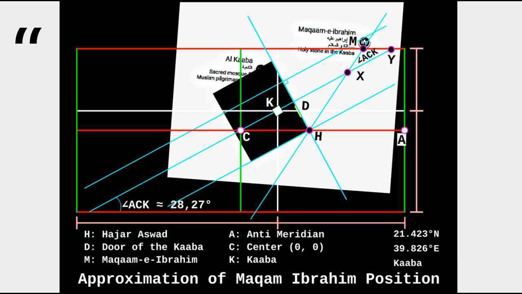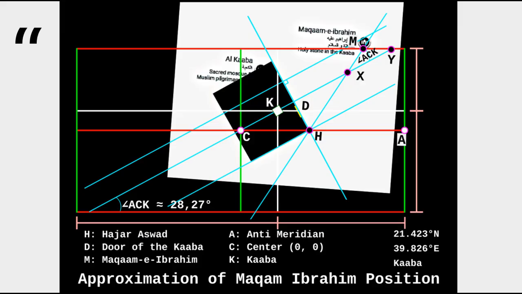The full analogy holds true if the Kaaba wall, where the door is located, is imagined as the prime meridian line and Hajar Aswad imagined as the coordinate center. This analogy is defined by the equality of the two angles. Angle MXY is equal to angle CK. Maqam Ibrahim is at 21.4262 degrees north and 39.82633 degrees east.